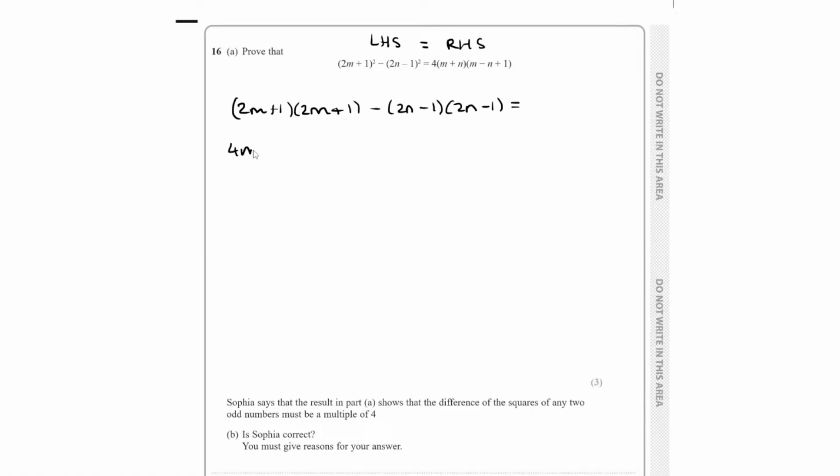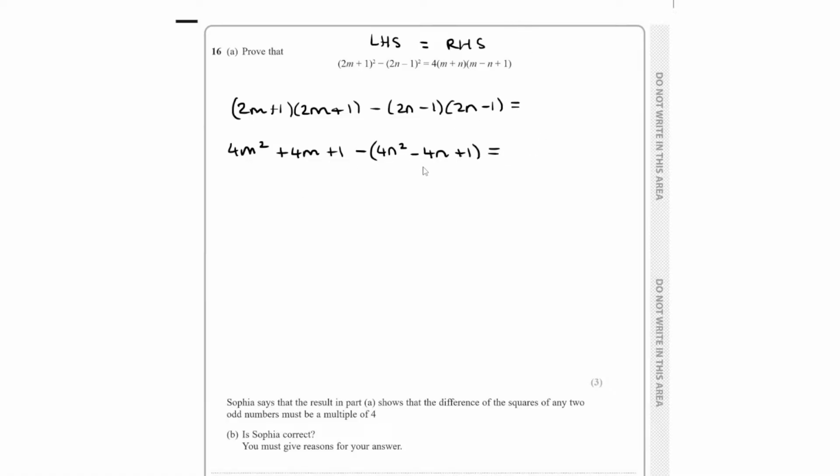So that's 4m squared. Technically plus 2m, isn't it? Which is plus 4m plus 1. Don't make that 2, that is just 1. Minus, I'm going to leave this in brackets because then I can subtract it afterwards. Obviously 4n squared. And then this time it'd be minus 2n, which is minus 4n. And then that would become a plus 1, wouldn't it? There.